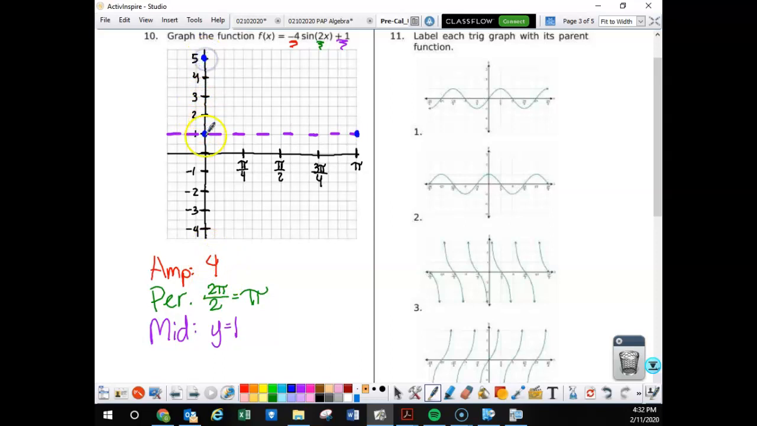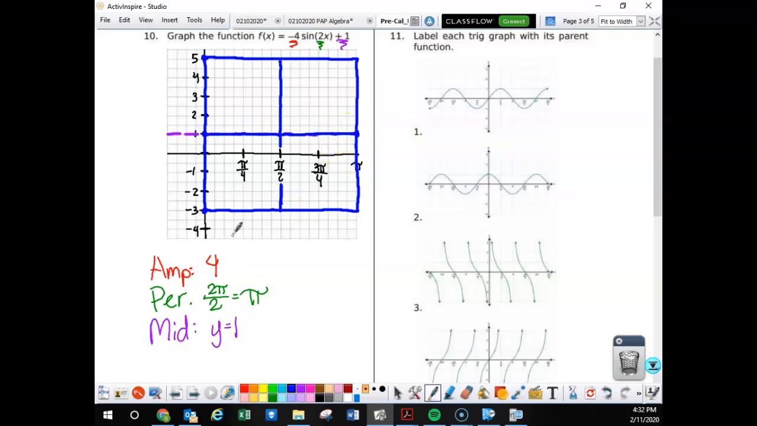It's the top of the box, and then I'm going to go down 4. 1, 2, 3, 4. It's the bottom of the box. So this is what the box looks like, or the window pane, sorry. And then halfway in between is at pi over 2. And this is the midline.